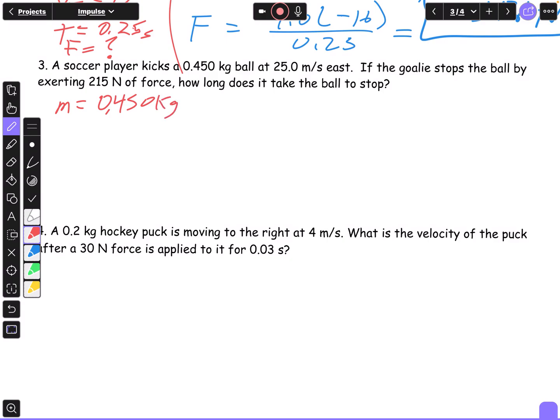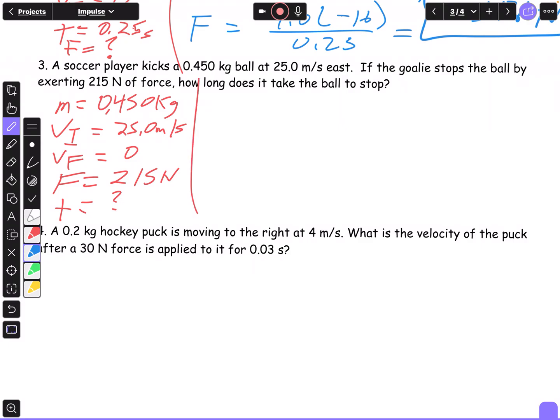And it's initially traveling 25.0 meters per second. And if the goalie stops the ball, that means the final velocity is going to equal 0, by exerting 250 newtons of force. So it's 250 newtons. How long does it take? I'm looking for the time interval.